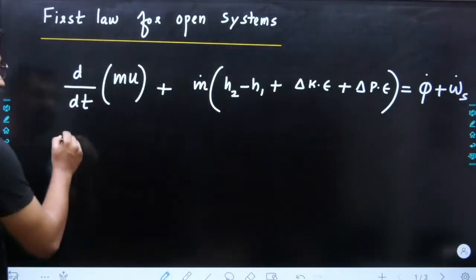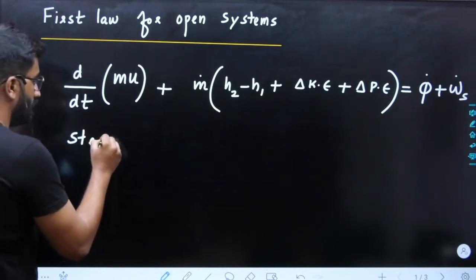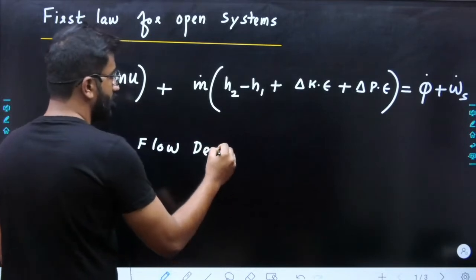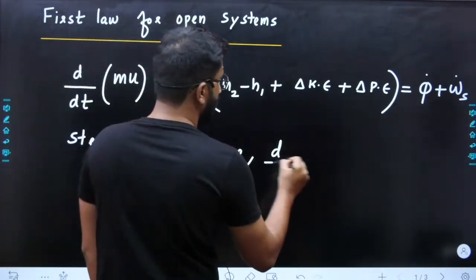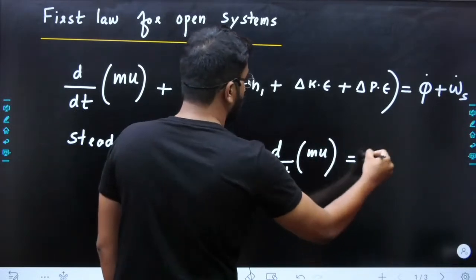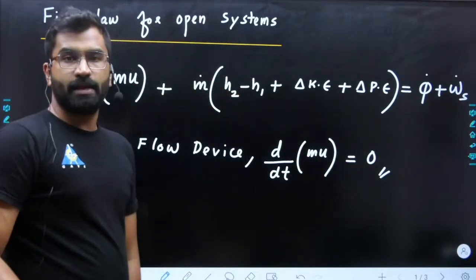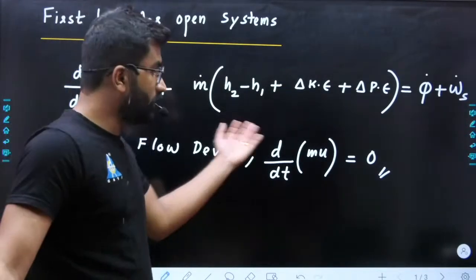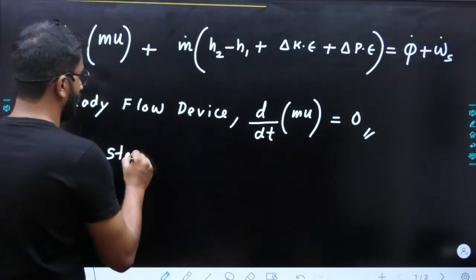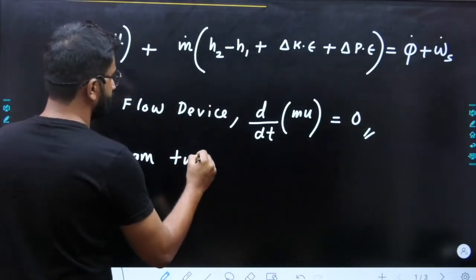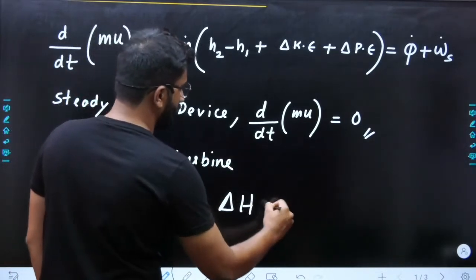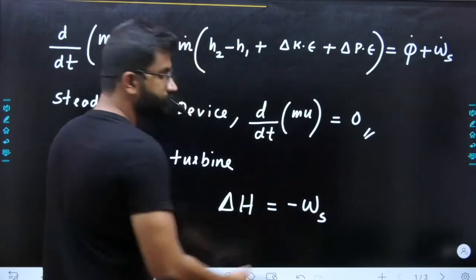So if it is a steady flow device, अगर ये डिवाइस आपके क्वेश्चन पे स्टडी फ्लो डिवाइस दिया है तो क्या हो जाएगा? दिस डी बाई डी टी ऑफ मास इनटू इंटरनल एनर्जी वैल्यू विल बिकम 0, है ना? एंड इफ इट इज अ स्टीम टर्बाइन, स्टीम टर्बाइन में क्या होता है जनरली? आपका डेल्टा एच विल बी इक्वल टू शाफ्ट वर्क.